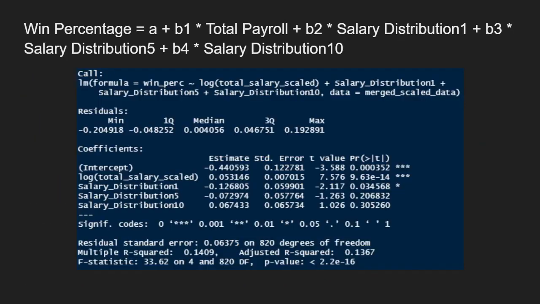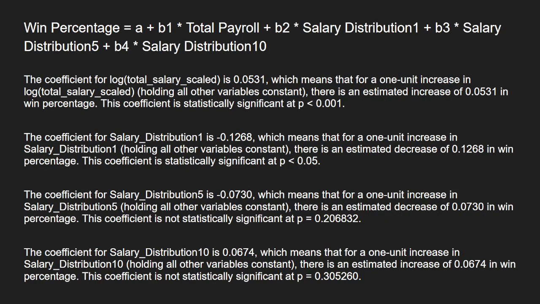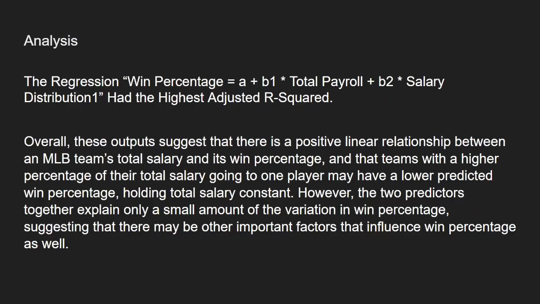Now looking when we add in all the salary distributions into the same model, we see that the coefficients for the total salary and the salary distribution 1 are both statistically significant, but the coefficients for 5 and 10 are not statistically significant. So when I'm looking at this overall, the regression of win percentage on total payroll with salary distribution 1 had the highest adjusted R-squared. So that's going to be the one that's telling us the most about win percentage and is the most accurate model.